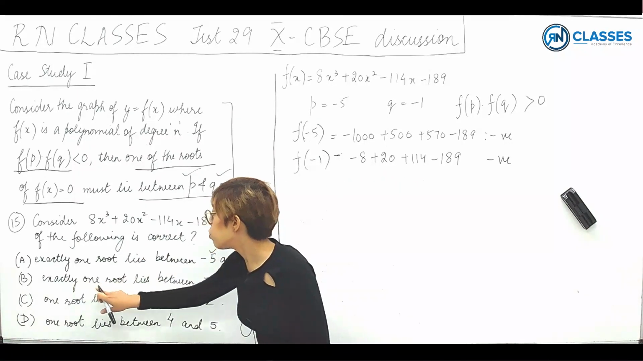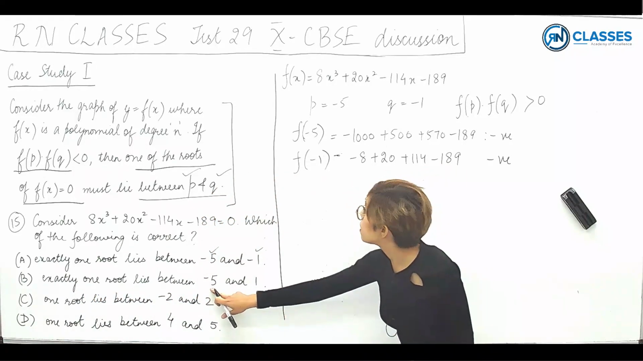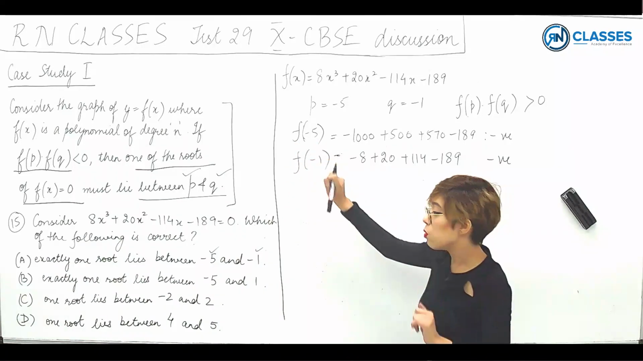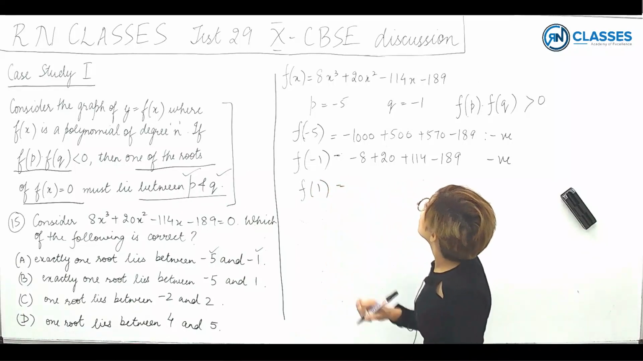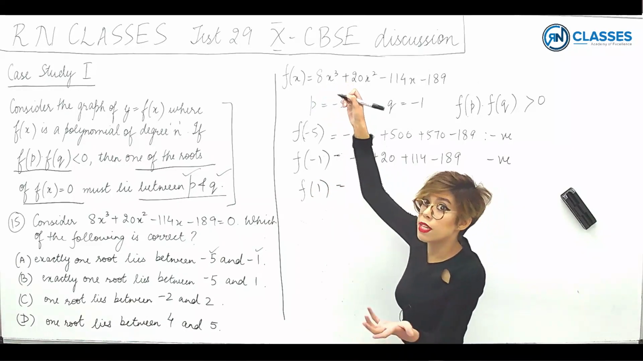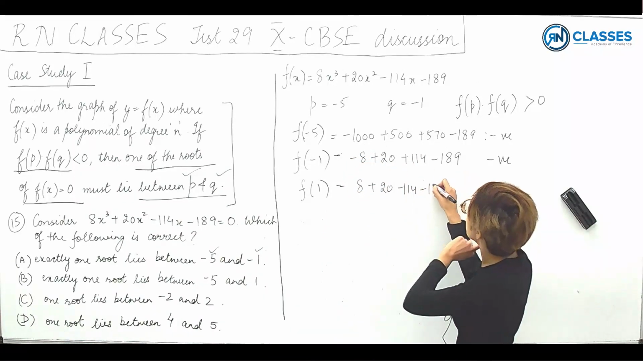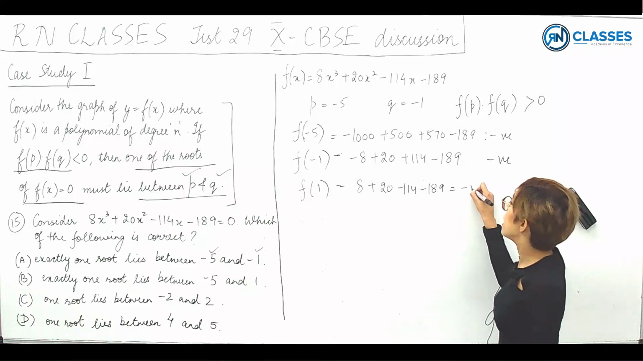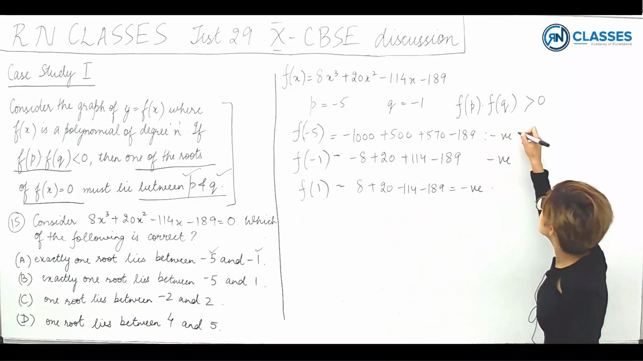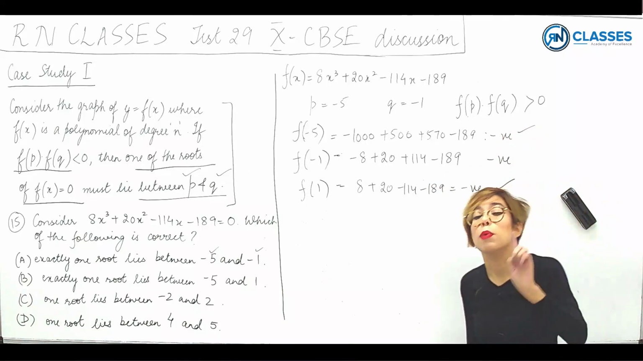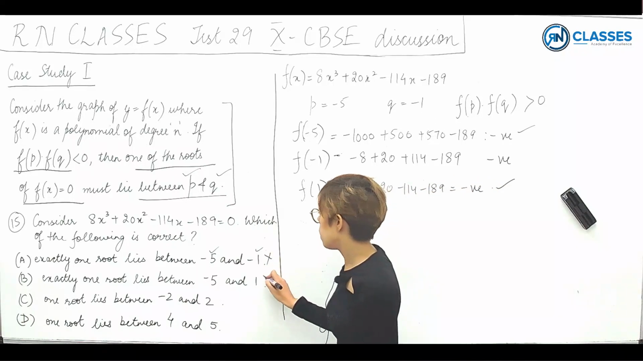Now exactly one root lies between -5 and 1. Again, let's consider p as -5. In fact, मैं f of -5 निकाल चुकी हूँ, and q as 1. So let's talk about f of 1. Right? Now f of 1, put करो x की जगह 1. So 8 plus 20 minus 114 minus 189, which is obviously negative. Now f of -5 into f of 1, right? Which is negative into negative, which is positive. Again, I cannot say anything. Right? Positive आ गया. ये दोनों reject.